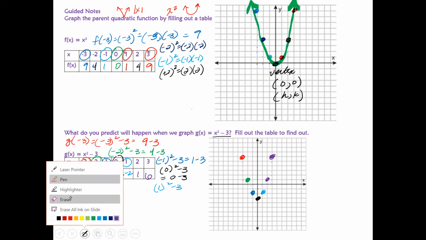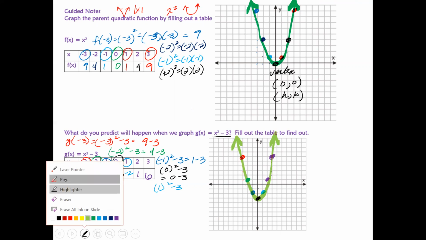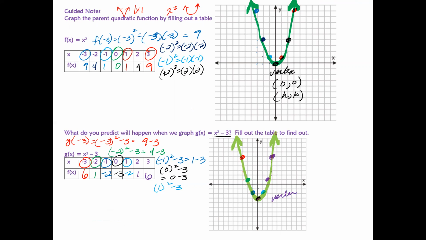And then, of course, you can go ahead and connect the dots. And you should see that there is a parabola for you. And also notate that your vertex is going to be H, comma, K, which is at 0, -3.